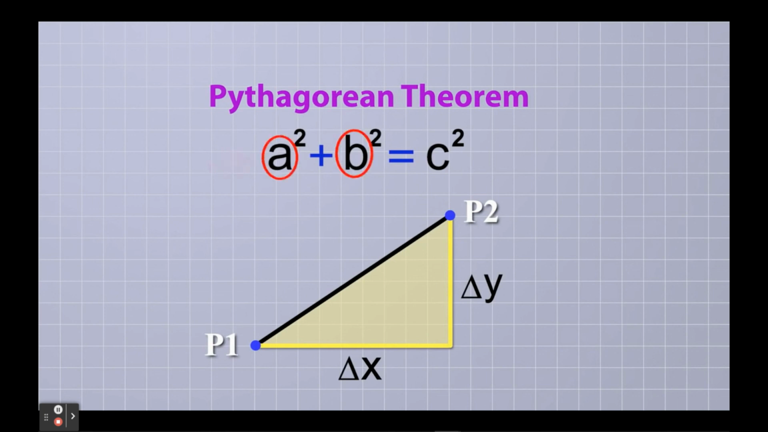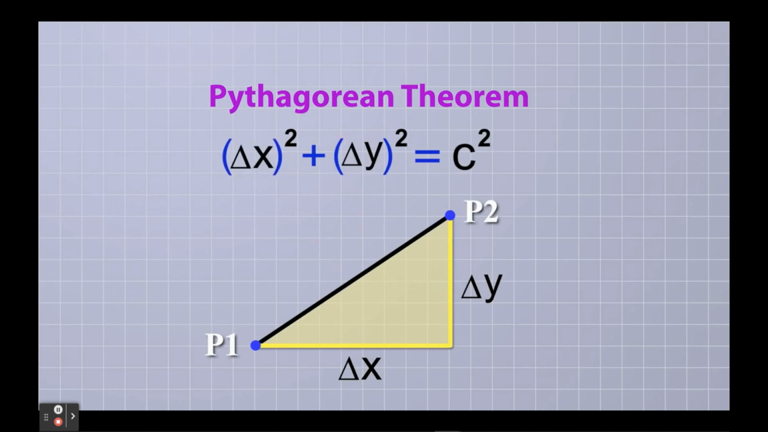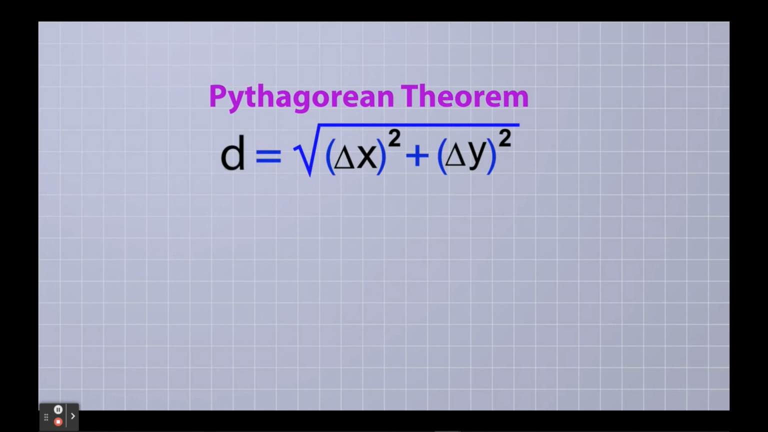Since a and b are the lengths of the horizontal and vertical sides, we can plug in delta x and delta y instead. And instead of c squared for the hypotenuse side, let's use d squared, because the length of the hypotenuse equals the distance between our 2 points. To solve for d, or distance, we take the square root of both sides and we get d equals the square root of delta x squared plus delta y squared.